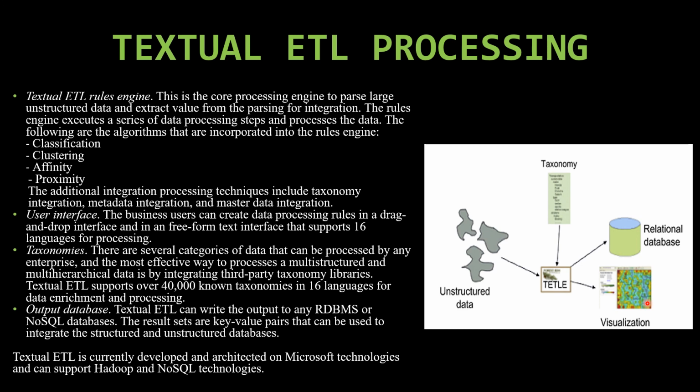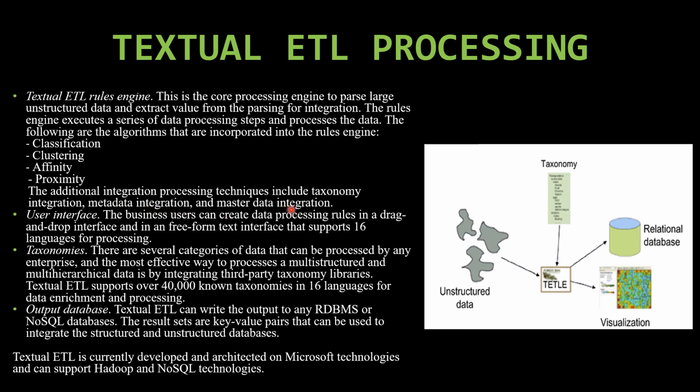Okay, we go for the first one, the textual ETL rules engine. This is the core processing engine, like Hadoop YARN. There is processing to parse large unstructured data and extract value from the parsing for integration. The rules engine executes as a series of data processing steps and processes the data. The following are the algorithms incorporated into the rules engine: classification, clustering, affinity, and proximity. These four algorithms. The additional integration processes and technology include taxonomy integration, metadata integration, and master data integration.